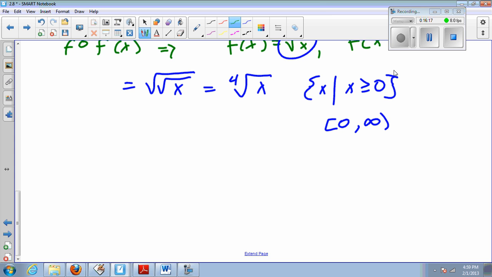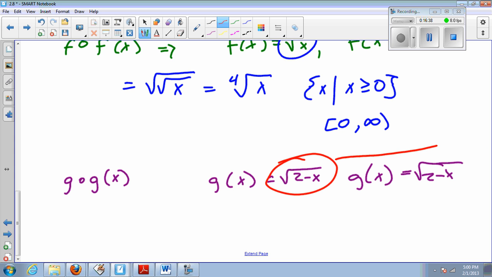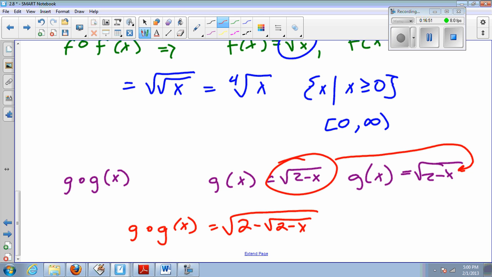Finally, we come to g of g of x. We plug g into itself, so we have 2 g of x's. It plugs into itself, so g of g is the same as root 2 minus root 2 minus x.